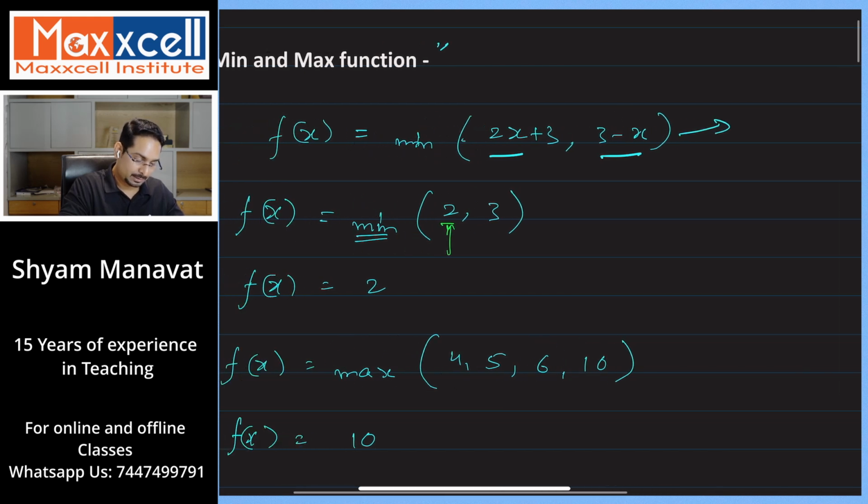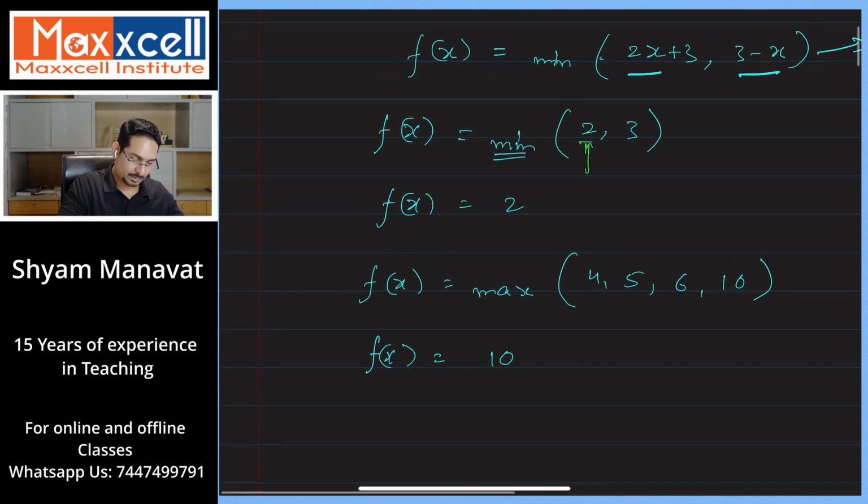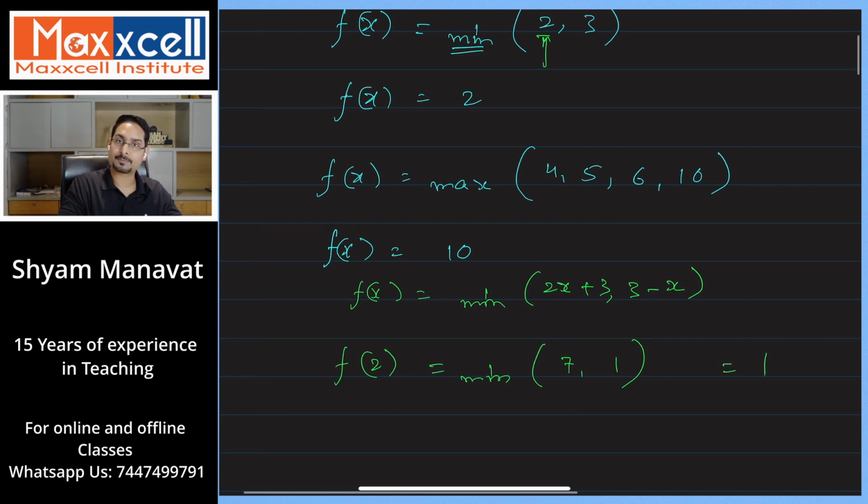so let me write this again. If I have the same function, say f of x equal to minimum of 2x plus 3, and here I have 3 minus x. So if I substitute, let's say f of 2, for example. f of 2 means x is equal to 2 here. So I will get 2 twos are 4 plus 3, which is 7, comma, here 3 minus 2 will be 1. So which one is the minimum amongst them? It is 1, right? 7 and 1.